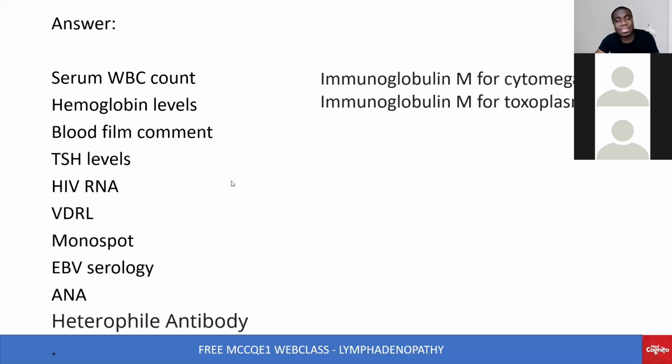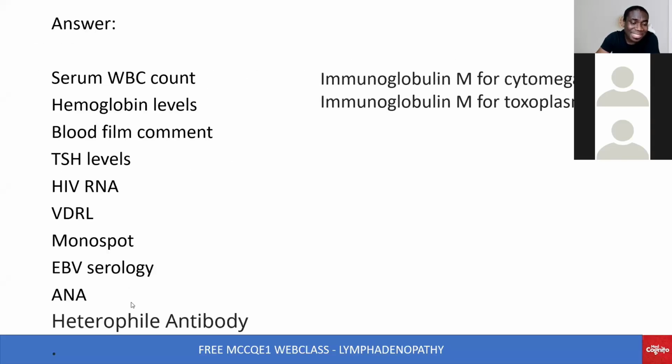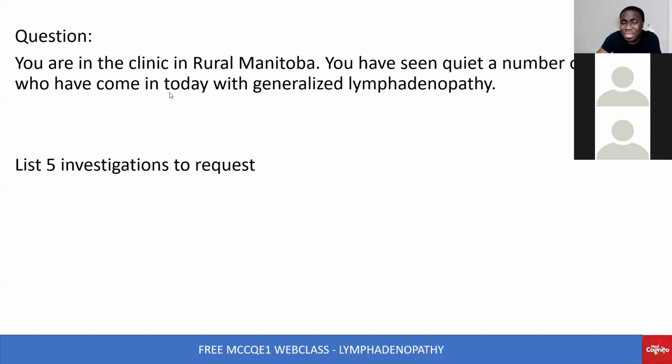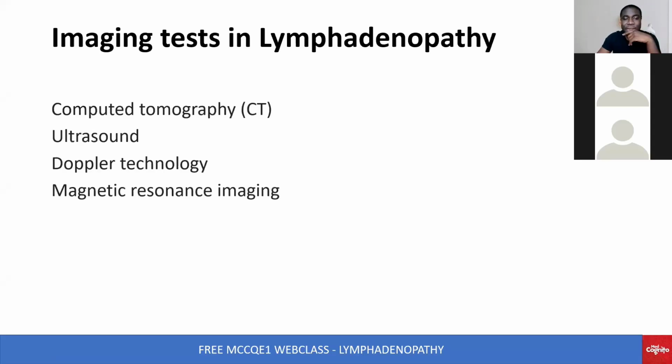So serum white blood cell count, hemoglobin levels, blood film comment, TSH, HIV, RNA, VDRL, monospot test. Now, I think this time some people are right because we should have also added chest X-ray and the rest. The reason is because the question said list 5 investigations. If the question had said list 5 blood investigations, then we would have only done blood work. So with the chest X-ray and the rest, that is also right. Okay. Now, back to teaching.